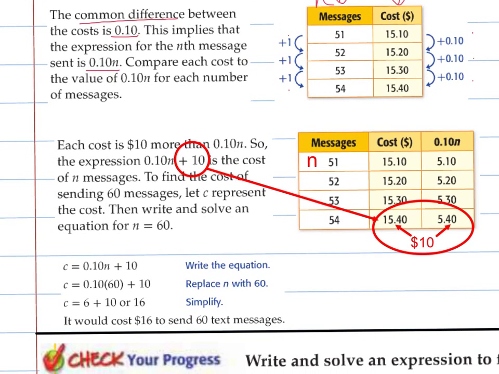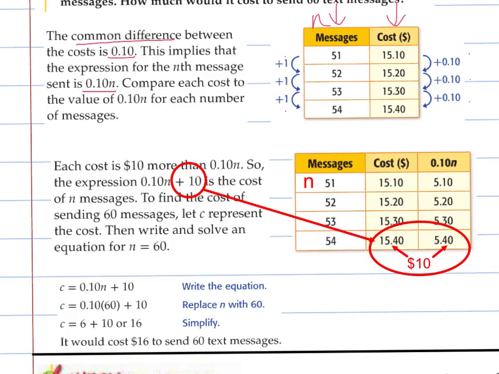Notice the difference was 10 cents, that's where they got that. They started on their starting number. So if we just multiplied by 10 cents, what they mean more specifically is this is just the cost of the messages, and we must have a $10 starting fee as well, like a monthly fee. So that's why we do 10 cents per message plus a $10 monthly fee.